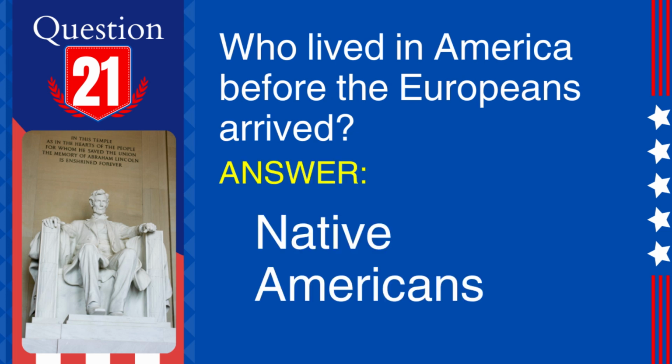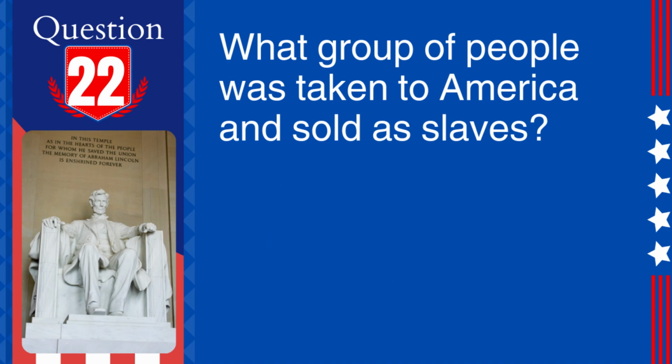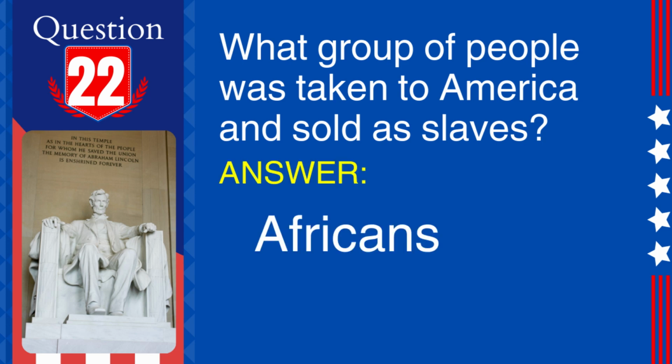Answer. Native Americans. Explanation. Before European colonization, various indigenous peoples, known collectively as Native Americans, inhabited the land that is now the United States. 22. Question. What group of people was taken to America and sold as slaves? Answer. Africans. Explanation. Africans were forcibly brought to America and sold into slavery, a practice that played a significant role in American history, particularly in the southern states.